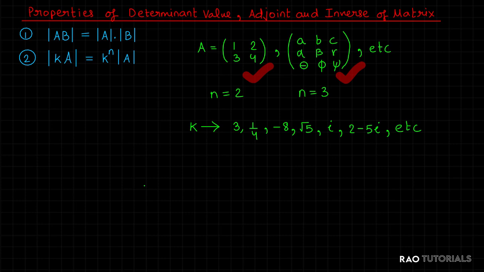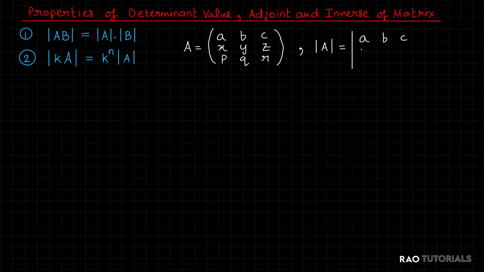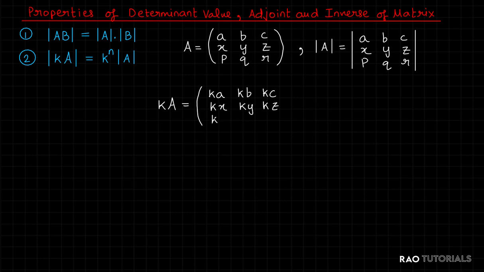It is very easy to conclude this result. Suppose we have this matrix A, then its determinant is this one. Now when we multiply a scalar K to matrix A, we get this matrix KA, in which every element is multiplied by K times. This is how scalar multiple of a matrix is defined.